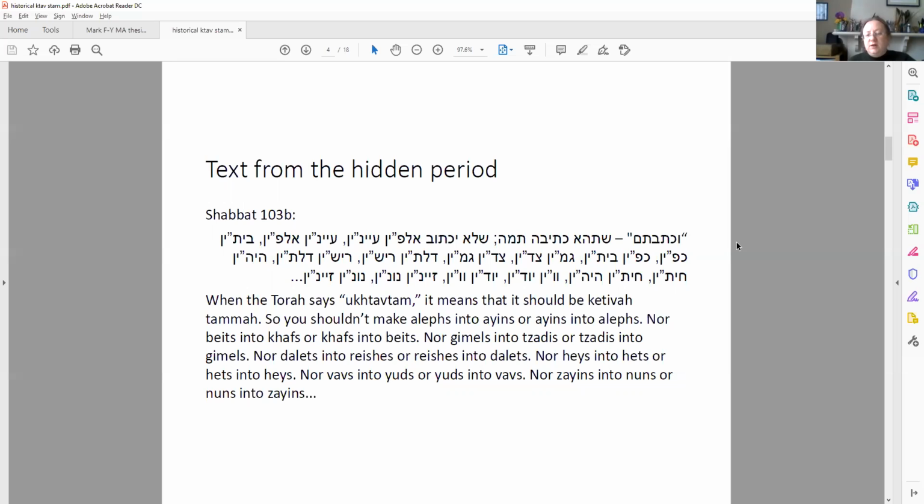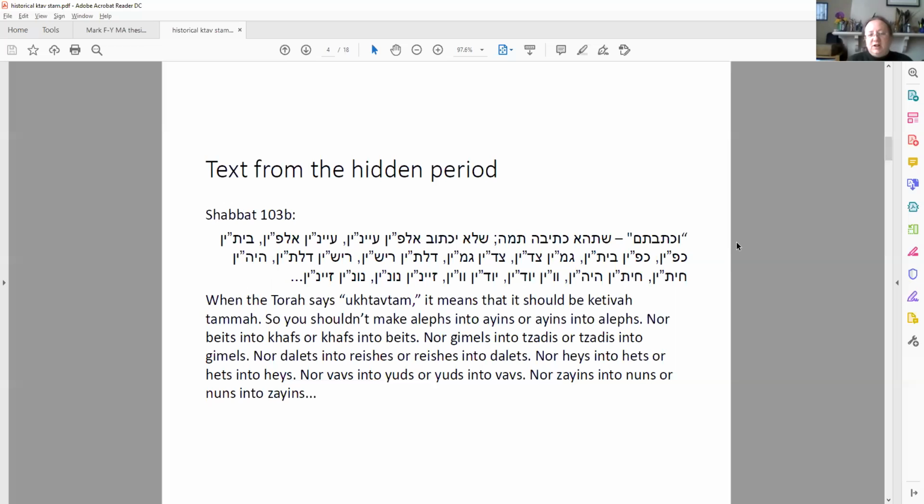It says, when the Torah says Ktav Sta, which you recall it says in the Shema, Ktav Sta al mezuzot beitecha v'sharecha, write them on the doors of your houses and on your gates. So, Shete Ktiva Tama, says the Gemara, making wordplay. Ktav Tam. It's one word, but you can split it up into two words, Ktav and Tam. Tam is a word that means sort of simple or elegant or uncomplicated. Shelo yichtov alfin ayin, ayin alfin.